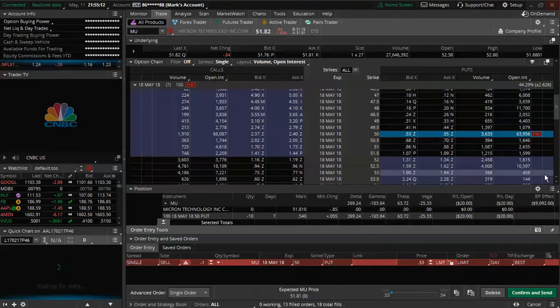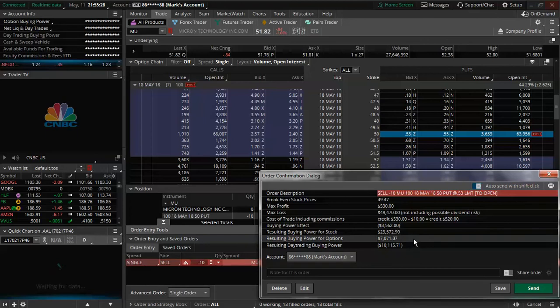But it doesn't have to be one contract. I mean, I could increase this. I could have left it at 10. But obviously, the more contracts you do, the more margin it's going to take up, and you, of course, are going to get paid more credit as well. So by doing 10, now I'm getting paid $520, but it takes $8,500 of buying power. So it really just comes down to the size of your account, how many contracts you're willing to put on.